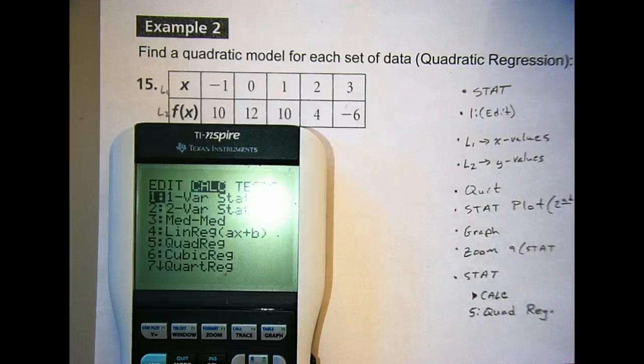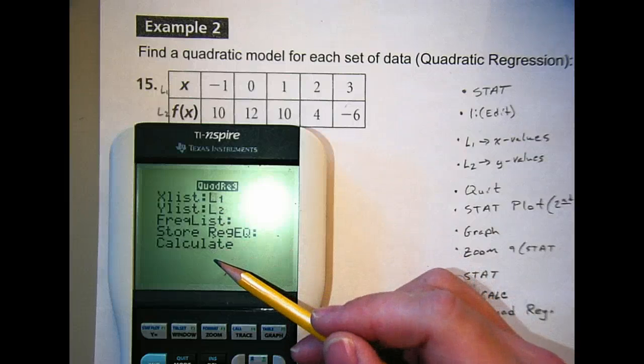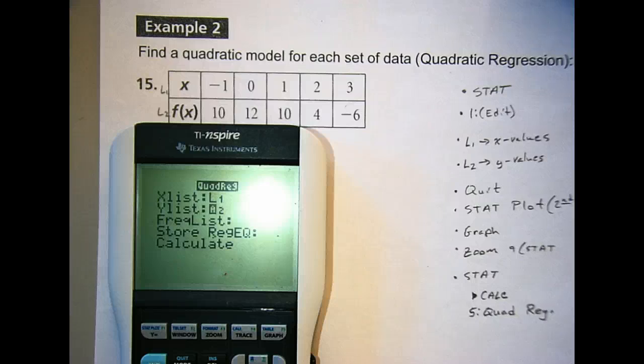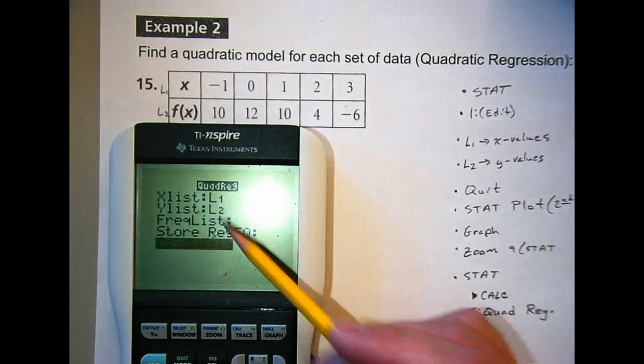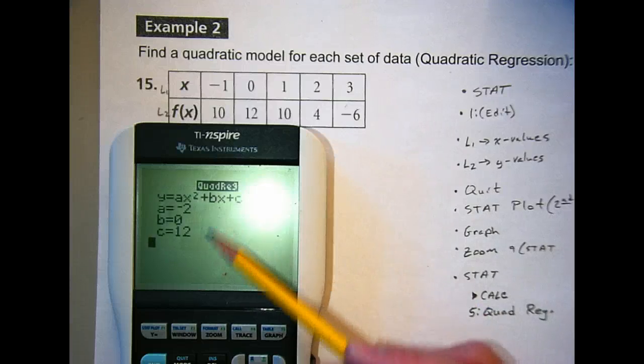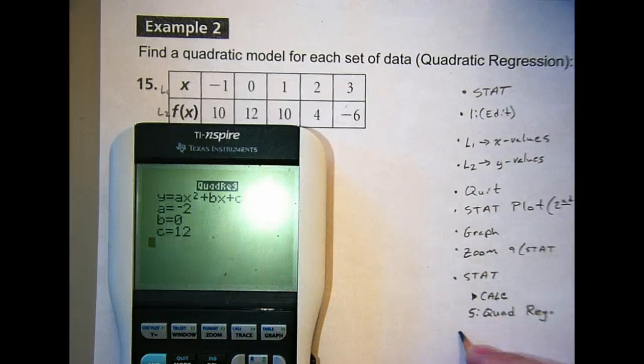Okay, so when I click on 5, then it gives me all this menu. I want to go all the way down to calculate. For some of you, you might have a bit different menu, but reality is you keep hitting enter until, because it's saying list 1, list 2, okay, you keep hitting enter until it gives you some stuff. Okay, your A, B, and C term.